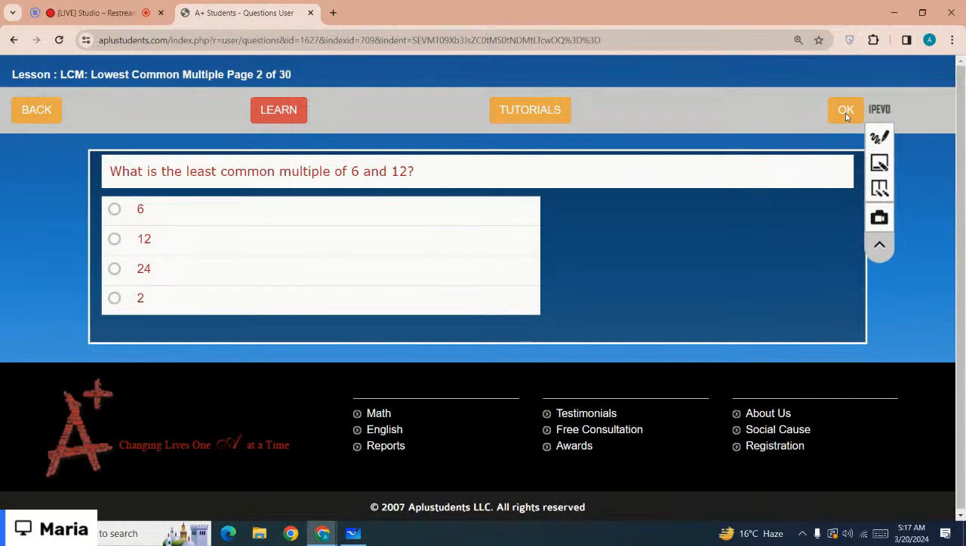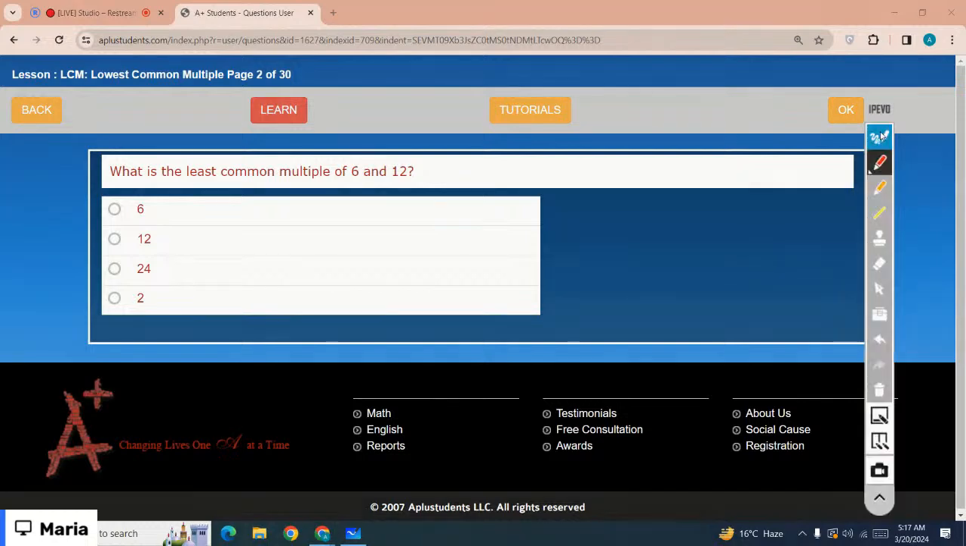What is the least common multiple of 6 and 12? So, which is the correct option? You have to write down the prime factors of 6, that are 2 times 3, and you have to write down the prime factors of 12, that is 2 times 2 times 3, right?